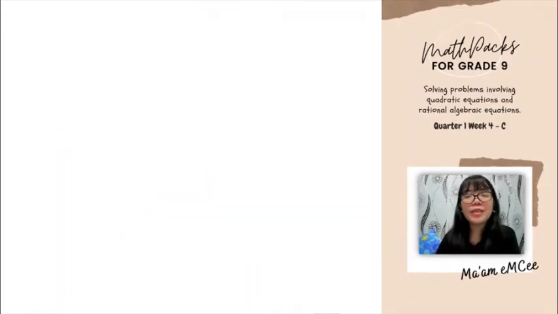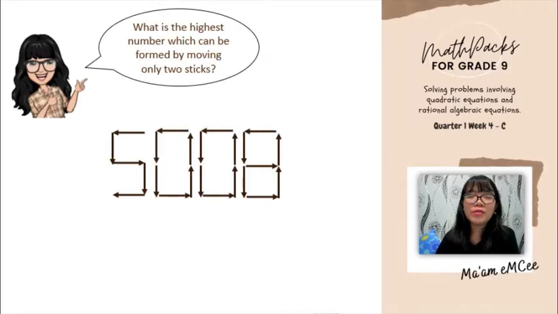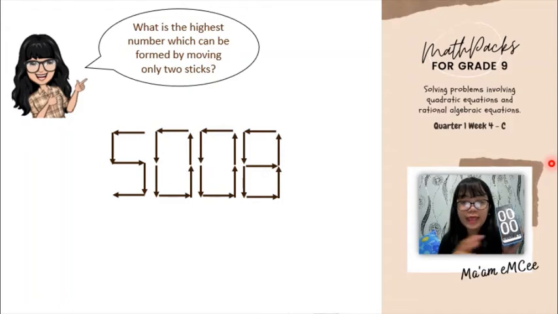Now let us proceed with the second challenge. What is the highest number which can be formed by moving only 2 sticks? We have several sticks here. We are only allowed to move 2 sticks to make the highest possible number. We have here 5008. We will be making another number out of moving 2 sticks from this set of sticks. I will be giving you another 20 seconds to do that. Then after that, I will be revealing the answer. So your time starts now.